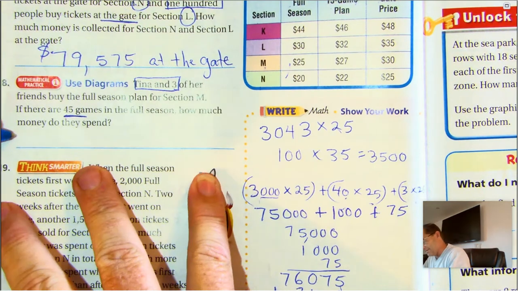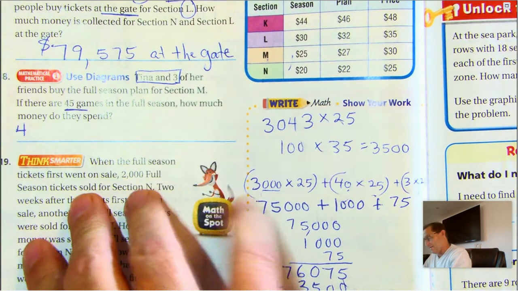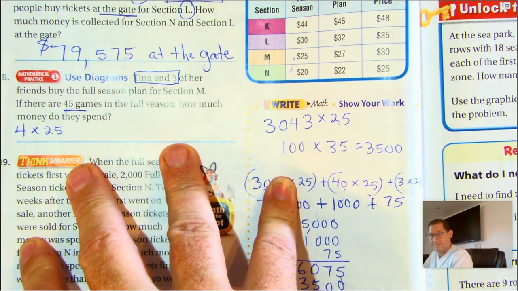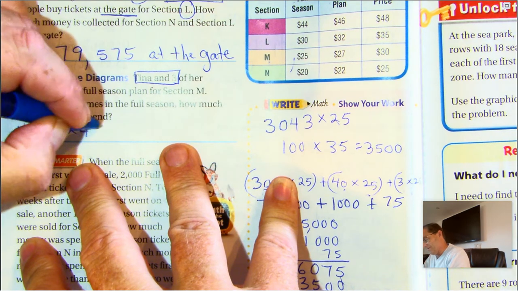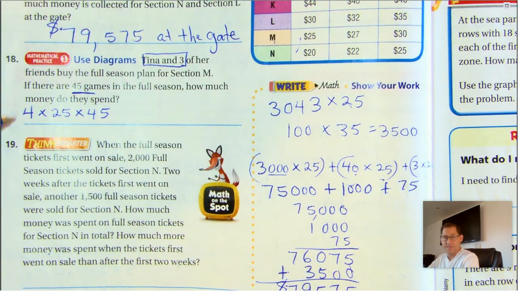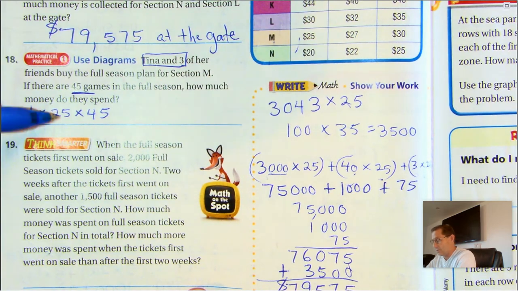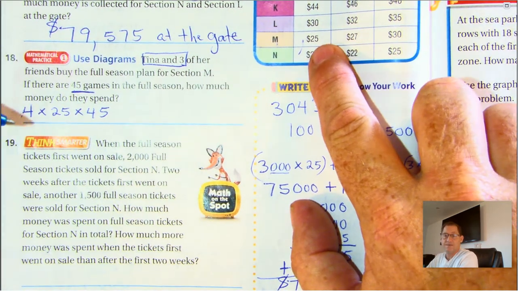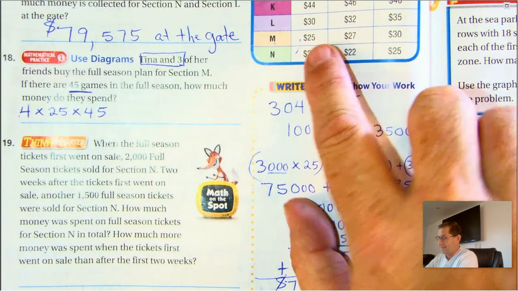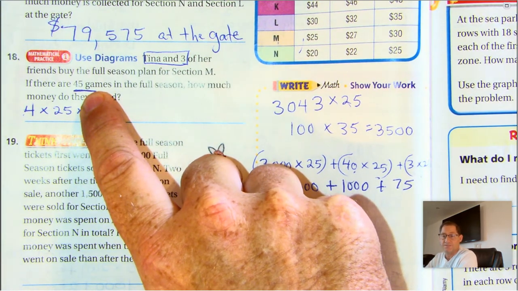So let's break this down. We have 4 people, Tina and her 3 friends. They're going to be paying $25 per game for the full season times 45. Okay, let's make sure we understand where we got these numbers from. The 4 represents the 4 people. The 25 represents the cost of the tickets for each game of the full season. And then the 45 is because they said 45 games for the full season.